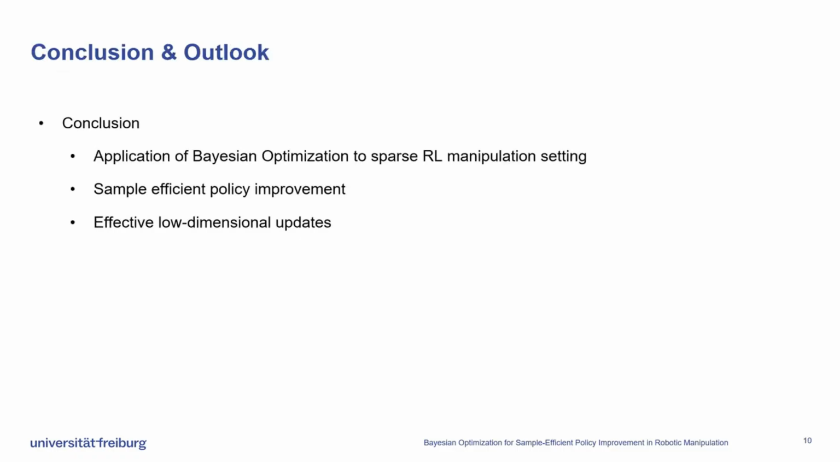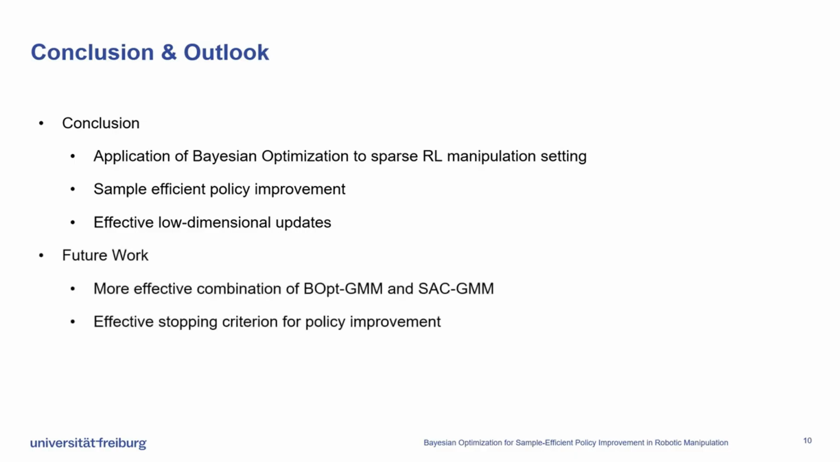We conclude that we were successful in applying black box optimization for efficient GMM-based policy improvement. We demonstrated our low-dimensional updates to be very successful both for BOP-GMM and SAC-GMM. Going forward, we see potential for combining both BOP-GMM and SAC-GMM for optimizing a policy together.